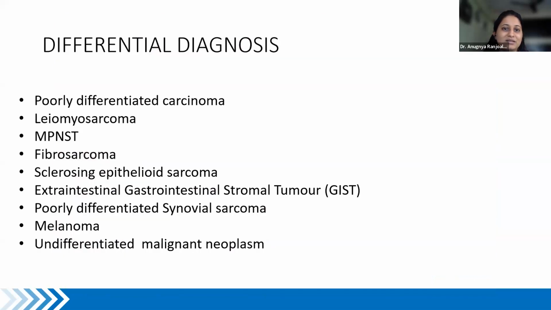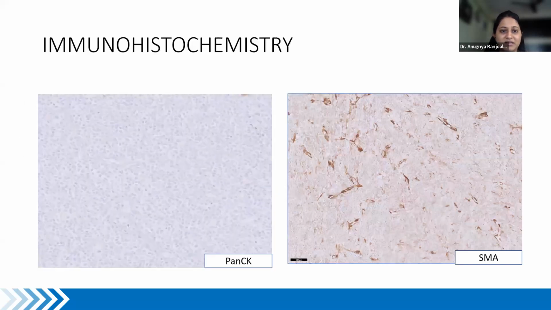So to begin with, these were the differential diagnoses on histomorphology alone that we had. First, we wanted to rule out carcinoma, any poorly differentiated carcinoma, followed by the retroperitoneal or pelvic masses which are more common: leiomyosarcomas, MPNSTs, fibrosarcomas, sclerosing epithelioid sarcomas, and extraintestinal GIST, since someone had called it GIST on histomorphology alone. So we wanted to rule that out as well. Then a poorly differentiated synovial sarcoma, melanoma, and any undifferentiated malignant neoplasm.